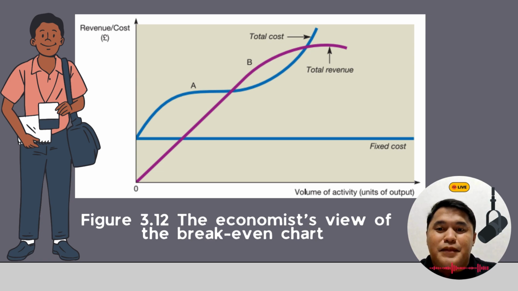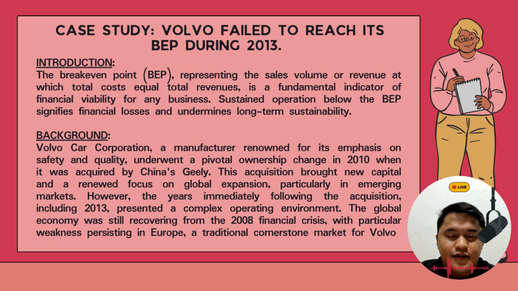The company makes a profit when the total revenue is above the total cost, which is the sweet spot in the middle of the graph. The biggest profit would be where the vertical distance between the purple line and the blue curved line is the largest. Let's proceed to the case study of Volvo failing to reach its break-even during 2013.